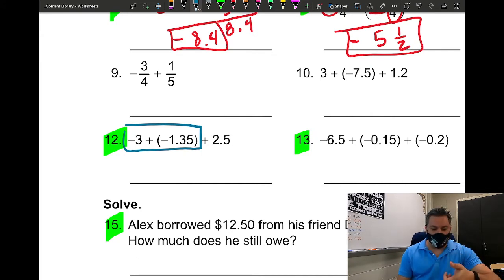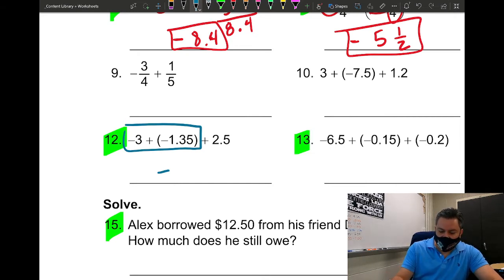Now, just by looking at that, I have 2 of them that are negative. If you can kind of estimate how much that's going to be, is the answer going to be positive or negative? Negative, because I have 3 and then I have 1 point something, so it's going to be 4 point something, right? And 4 point something is more than 2.5. 4 point something is negative, so my answer has to be negative, regardless.